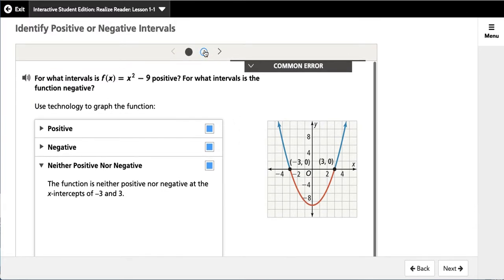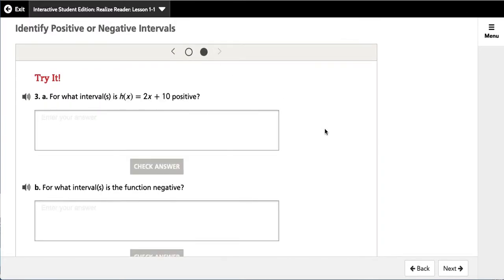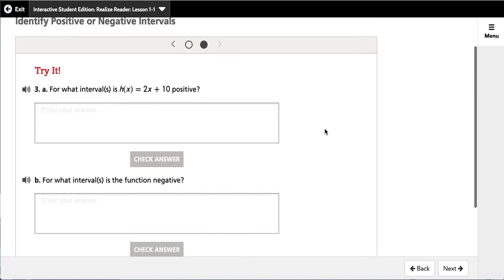All right, I feel like we need another example, but it looks like they're going to have us try one. For what intervals is h of x equals 2x plus 10 positive? So think about where the graph of that would be above the x-axis and where it would be below the x-axis, and maybe you can solve it using your algebra skills. Click pause, give it a shot, and then come back when you're ready.